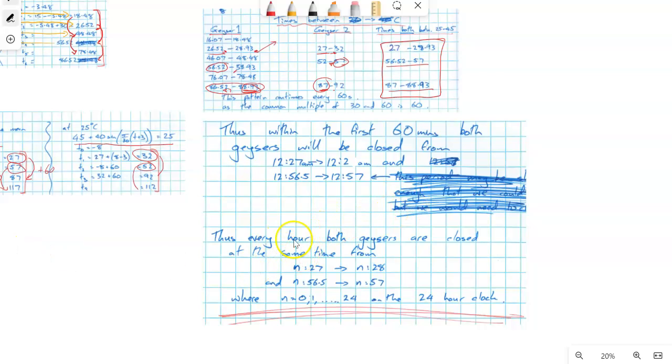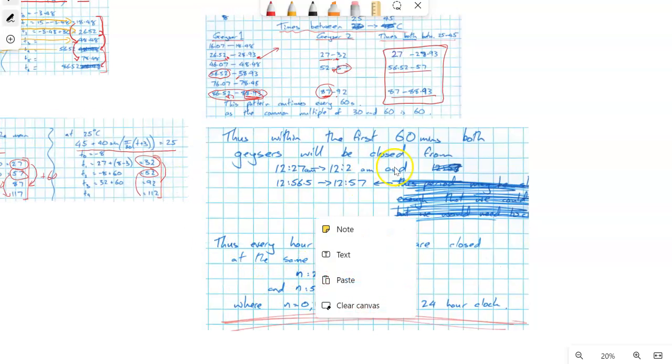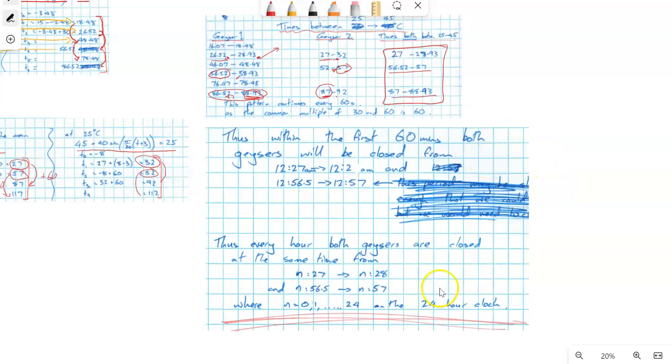Okay, so now we could make a generalized thing where it's going to repeat itself every, oh sorry, I've got a cat here that's really messing with my computer.